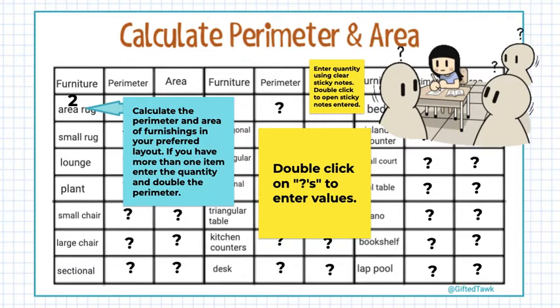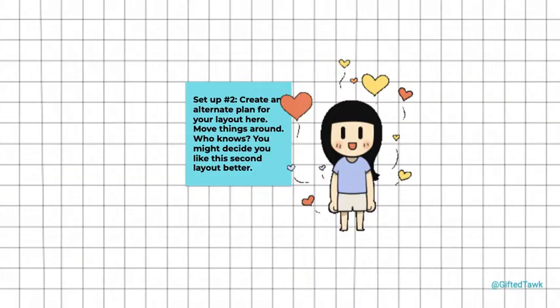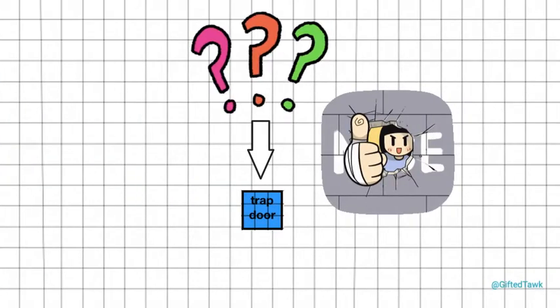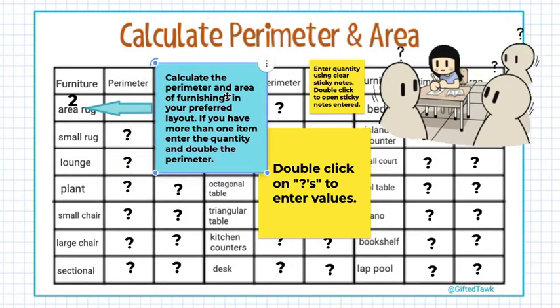Now, these tasks will be completed in the second week of this project. In the first week of this project, you are sharing with me just the layouts from the first layout to a secondary layout, and if you chose the trapdoor, your layout for your trapdoor room. In week 2, you will be calculating perimeter and area.